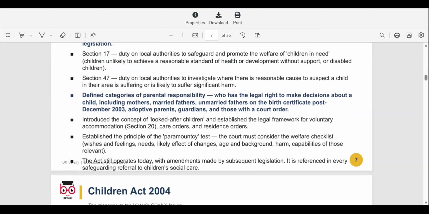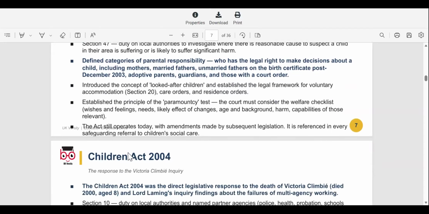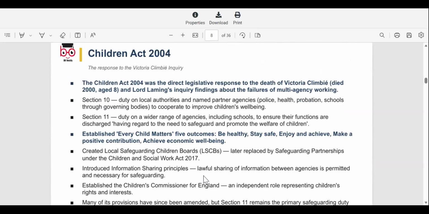And there have been cases where the local council, the local authorities and social services have not followed the legislation in such a way. We'll look at some of the case examples later on. So the next one is the Children Act 2004. Again, this was passed mainly because of the death of Victoria Climbié.